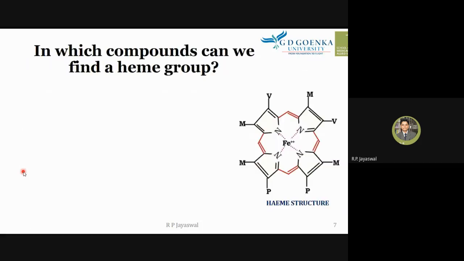In which compounds can we find the heme group? What are the compounds available in nature that contain the heme group?